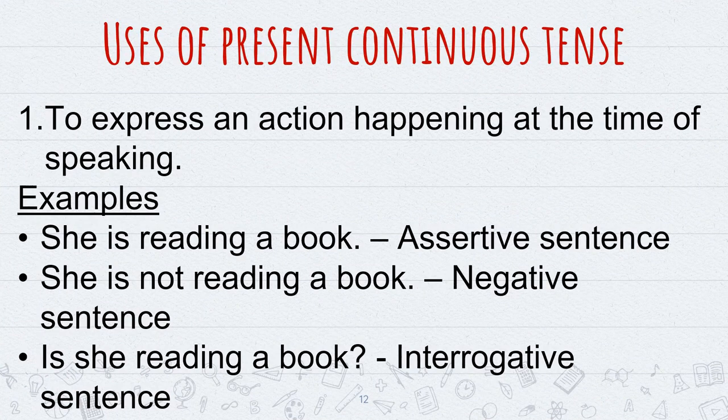Now let's have a look at the uses of present continuous tense. Now there are different uses of present continuous tense. We will read them with the help of examples. See, the first use of present continuous tense is to express an action happening at the time of speaking. For example, she is reading a book. This is an assertive sentence. Negative sentence: she is not reading a book. I have added not. And for the interrogative sentence, the sentence will start with is and will end with a question mark. So the sentence is: is she reading a book?